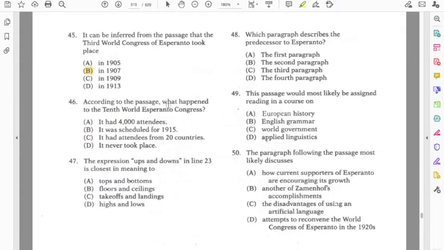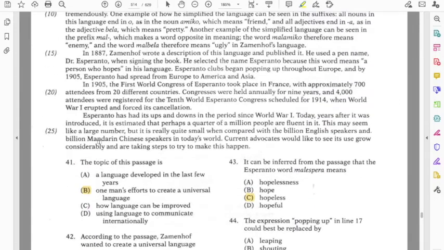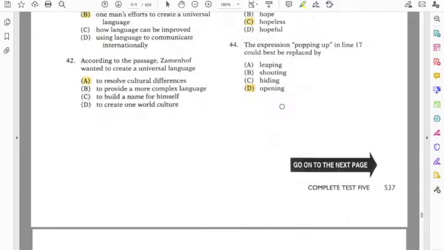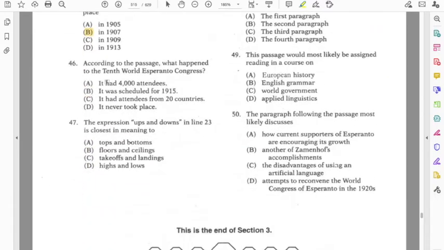46, according to the passage, what happened to the 10th World Congress? It got canceled. It had 4,000 attendees scheduled, but it got canceled in 1914. It never took place, it got canceled. They were scheduled, but they didn't attend because it was actually canceled.